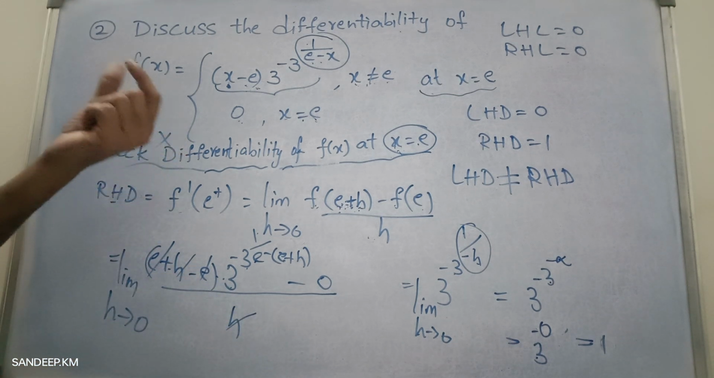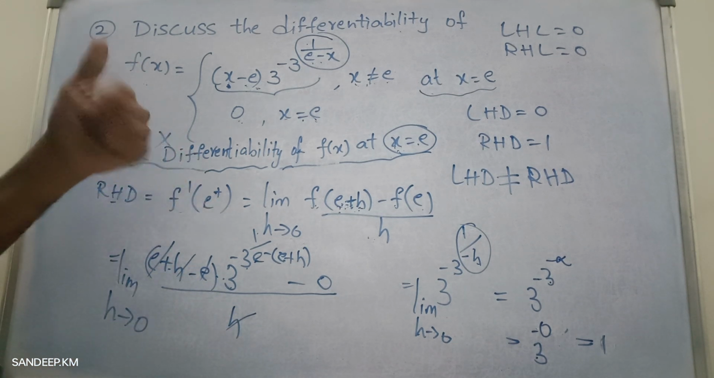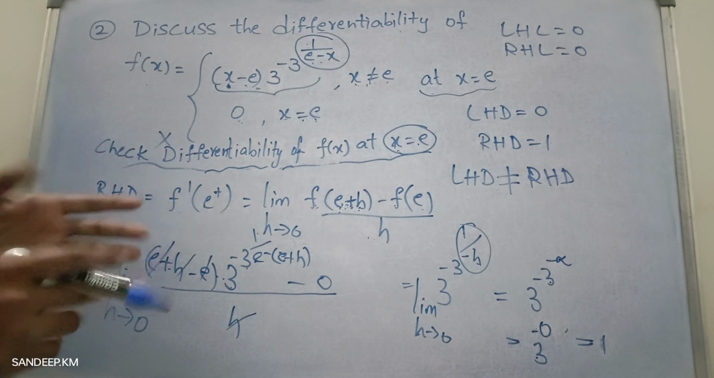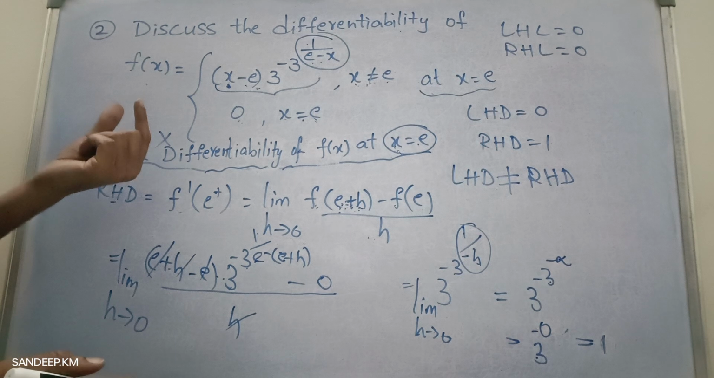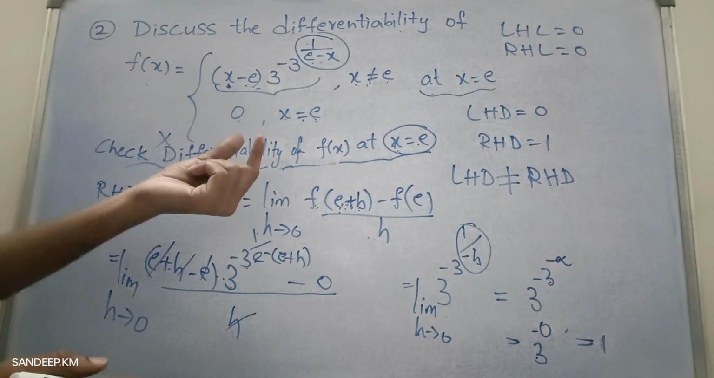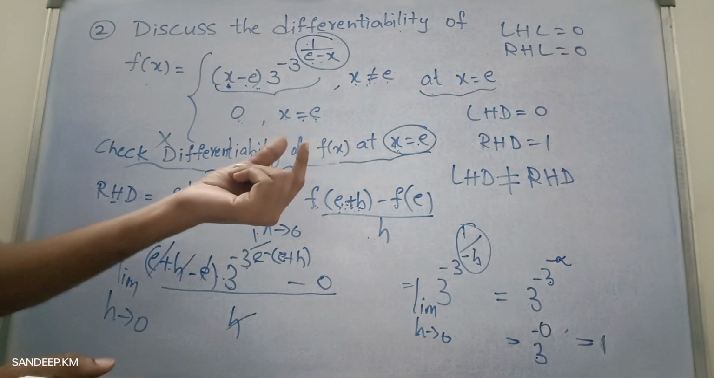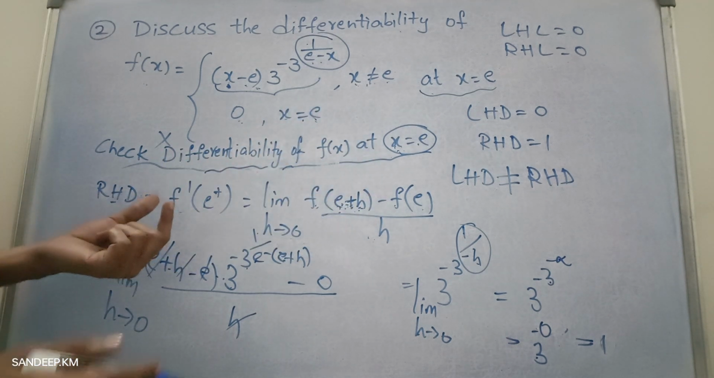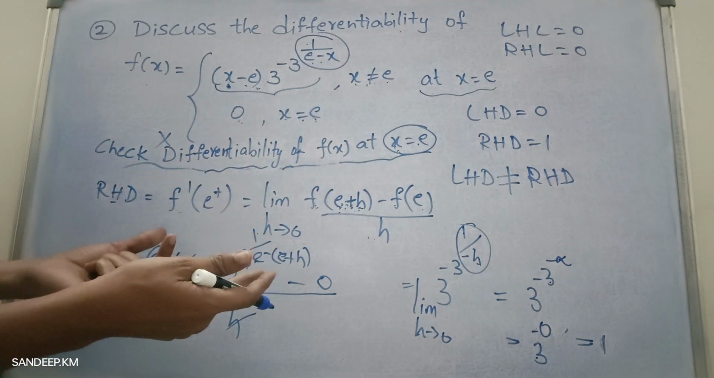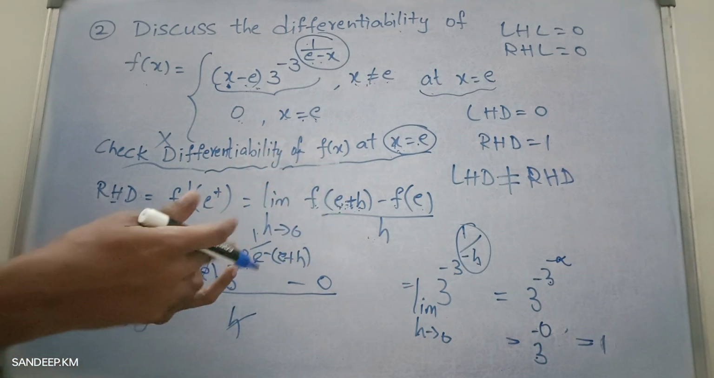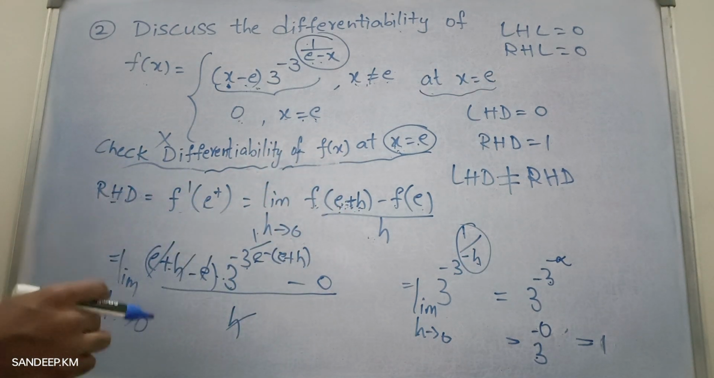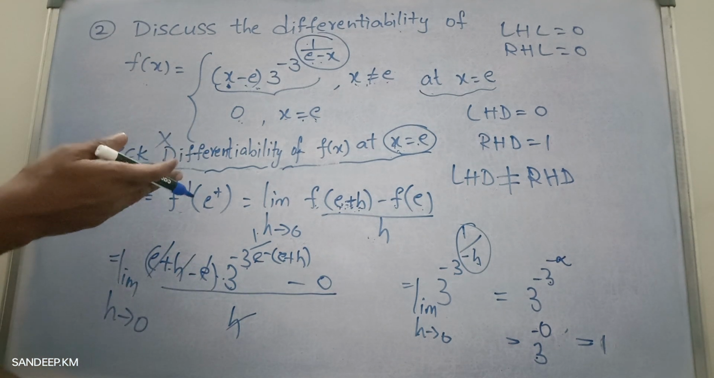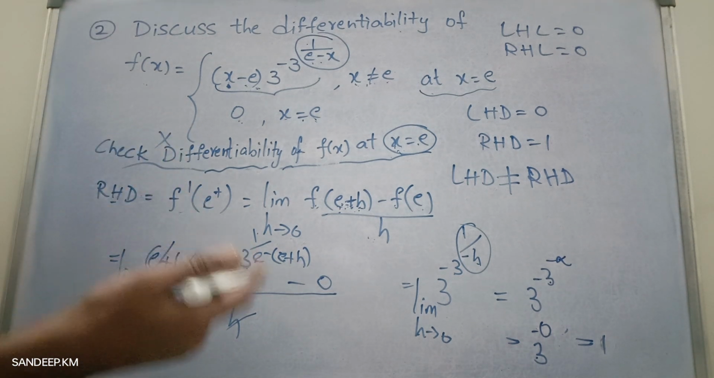See, observe, it is continuous at x is equal to e, but not differentiable at x is equal to e. They can frame the questions. How they will frame means in option 1, they will say it is continuous at x is equal to e, but not differentiable. In option 2, they will say it is continuous and also differentiable. In option 3, it is neither continuous nor differentiable. In option 4, they will say cannot be determined. This kind of options will be given, and you can easily choose the correct option. It is continuous at x is equal to e, but not differentiable at x is equal to e.